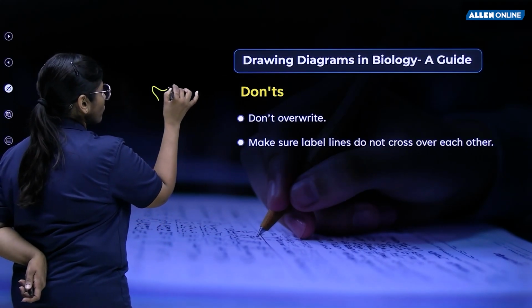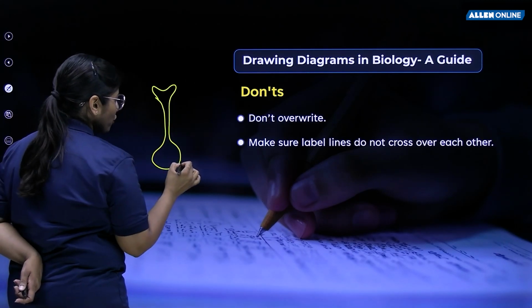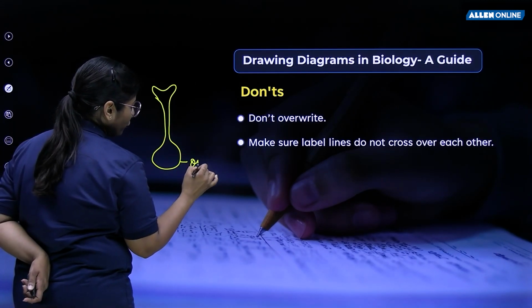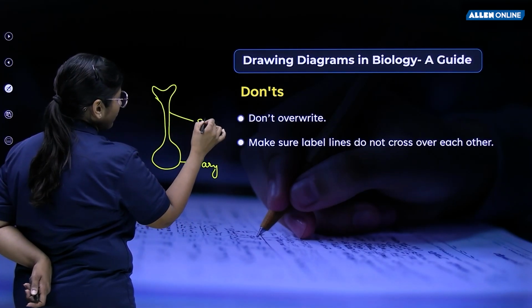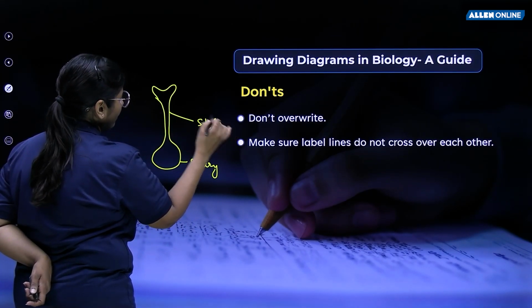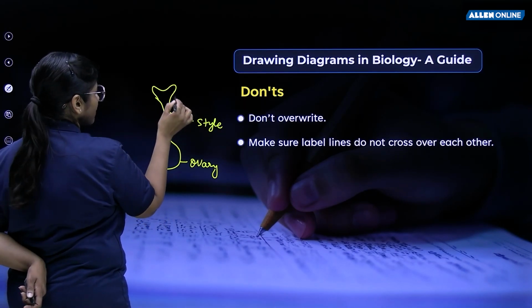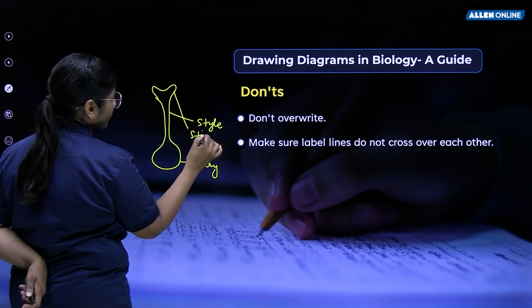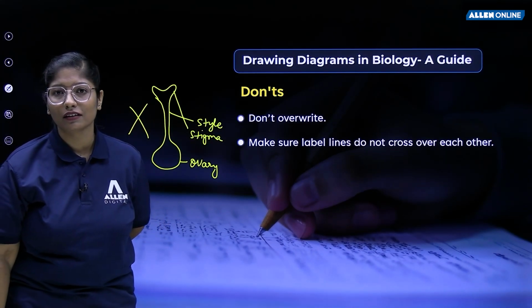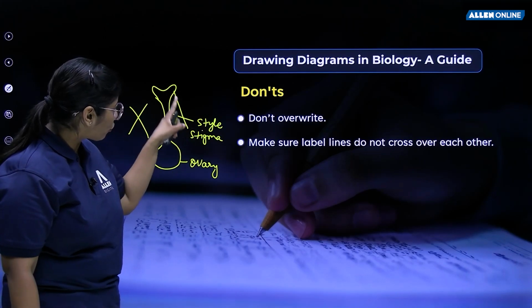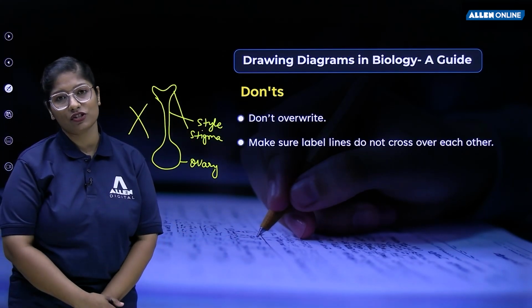Next is that make sure your label lines are not crossing each other, okay? So again, suppose I am labeling the parts here. So if I am labeling the ovary here, and suppose I have labeled the style here, and then I have labeled the stigma like this. No, that's wrong. This should not be done. Okay, you should not cross the label lines. Make sure that label lines don't cross each other.